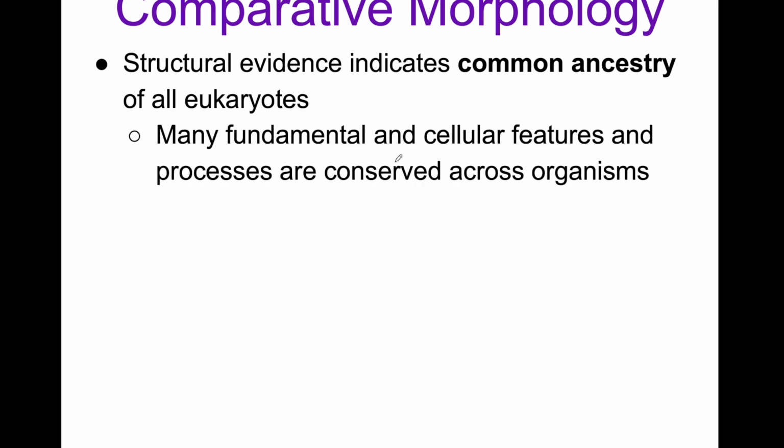So structural evidence indicates common ancestry of all eukaryotes. Many fundamental cellular features and processes are conserved across organisms. Another kind of evidence of common ancestry is our DNA, right? Everything uses A's and T's and C's and G's. So it's safe to say that we all kind of evolved from the same thing.